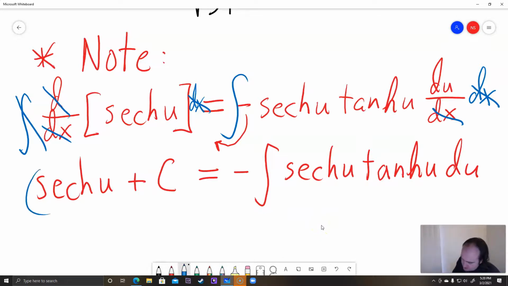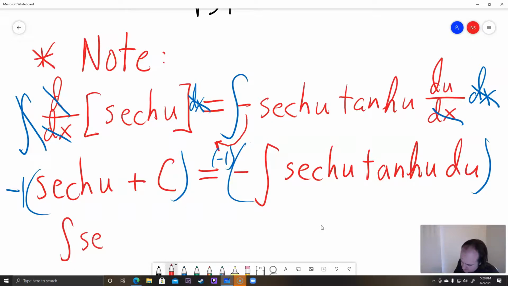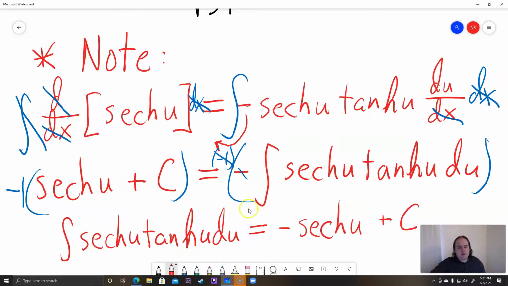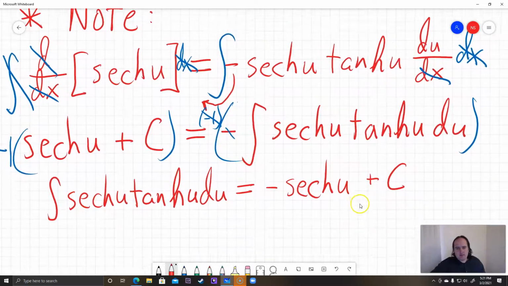If I multiply both sides by -1, on the left side I'm going to have negative sec of u plus c. So if I switch this around, I'm going to have the integral of sec of u tangent of u du. These minuses are going to cancel. And then on the other side, I'm going to have negative sec of u plus c. I went ahead and switched the order around just to make it easier to read.